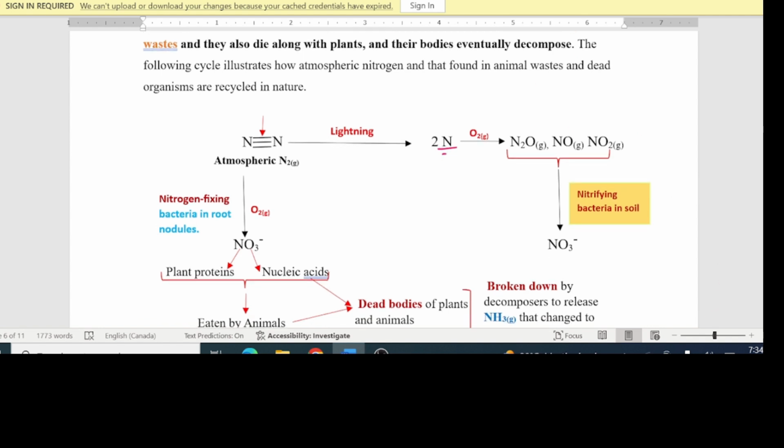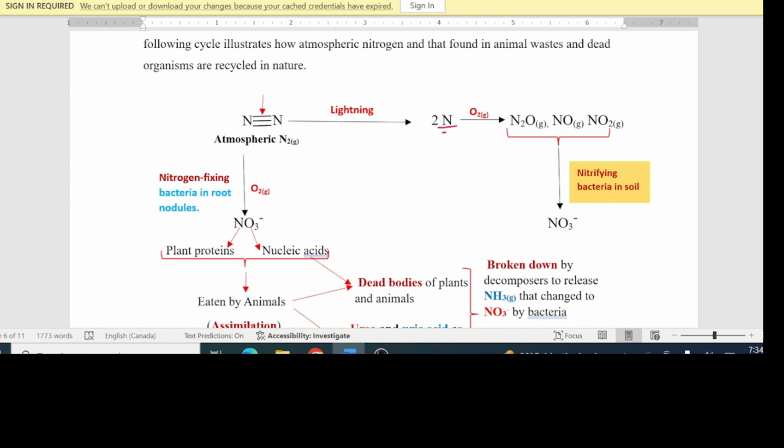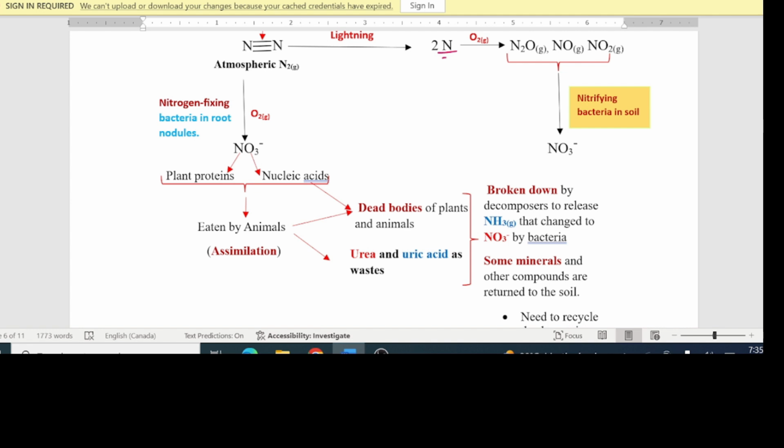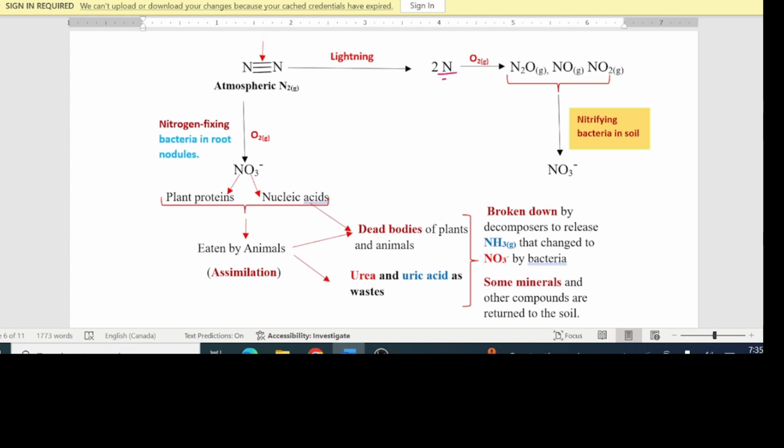When these oxides enter the soil, they are acted upon by nitrifying bacteria there and they are converted to nitrate ions. From the soil, the roots of plants will absorb the nitrate ions and use them to make their proteins and nucleic acids. So that's the first way in which nitrogen is fixed, by the use of lightning.